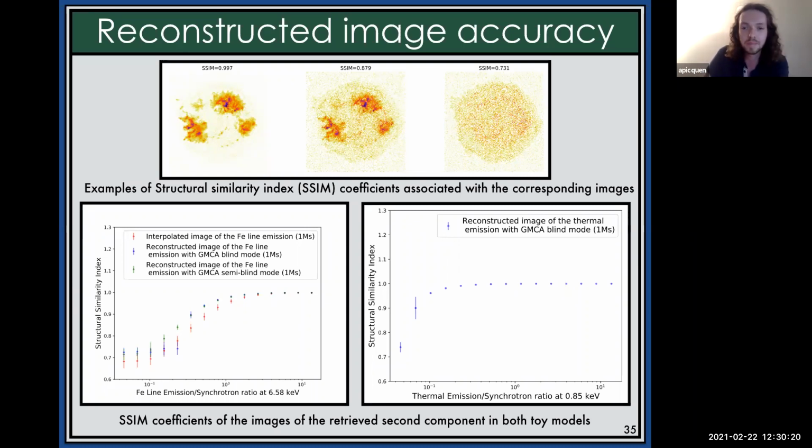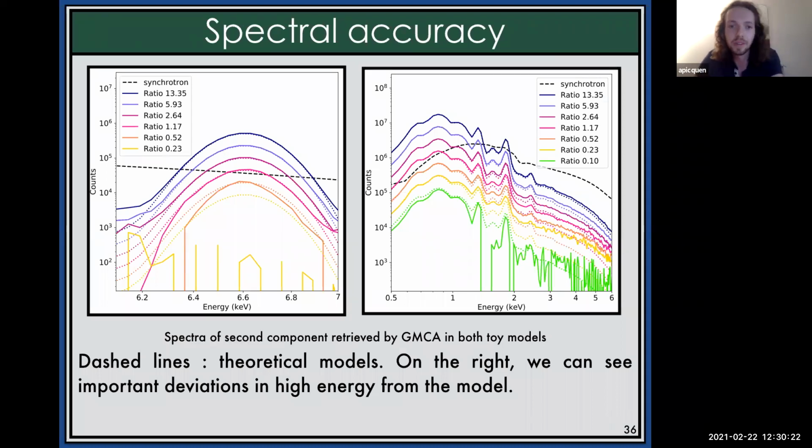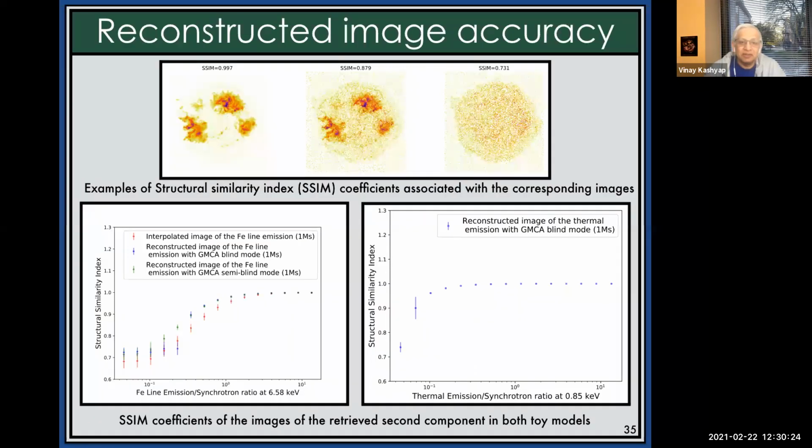If we look at the spectral accuracy... Adrien, sorry, can you go back to that for a moment? So when you have this SSIM of 0.73, this is the reconstruction, but then you should also have a residual, right? So do you see any structure in the residual that gives you a clue as to what might have happened?